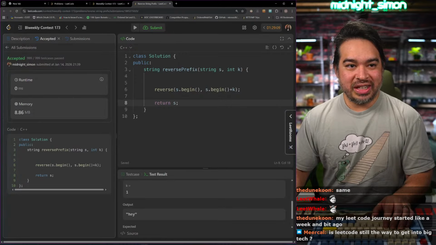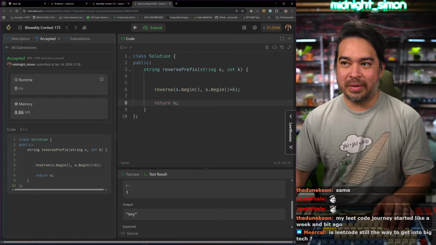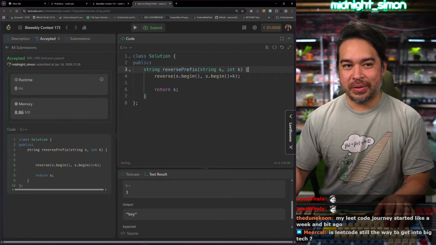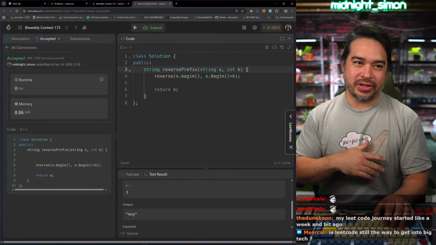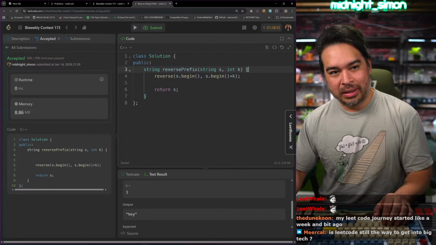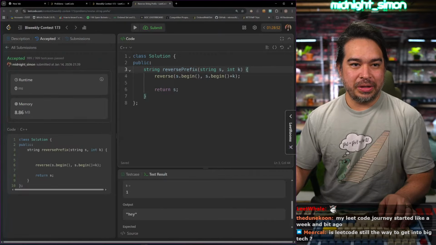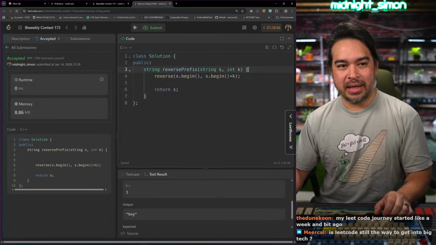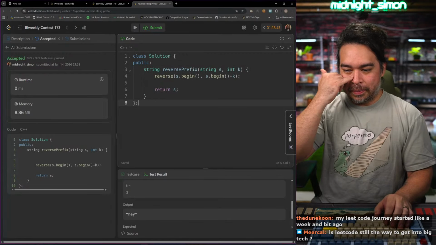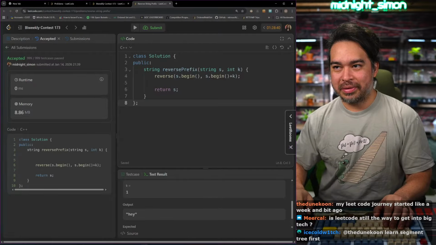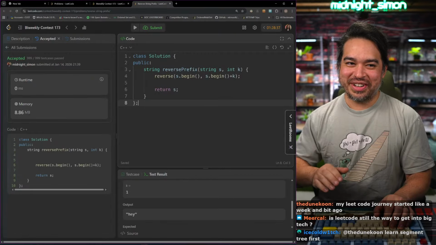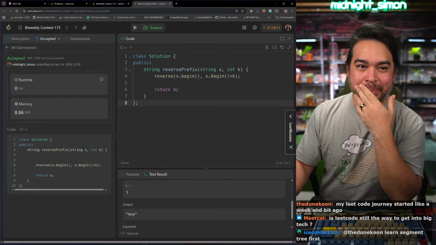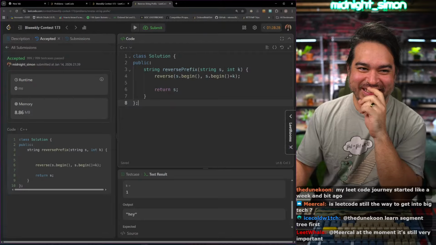My LeetCode journey started like a week and a bit ago. Dang. Are you starting from scratch? Like you've never done any algorithms, or you studied algorithms some time ago and you're just getting back into it now? Mirkel, what's happening? Is LeetCode still the way to get into big tech? I don't think there are many other ways to get into big tech besides LeetCode. I've heard of some people. Yeah, no, I've heard everybody gets LeetCode checked. I don't know, man. Learn segment tree first.